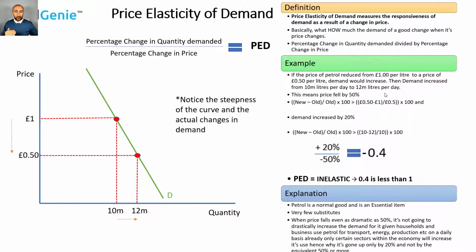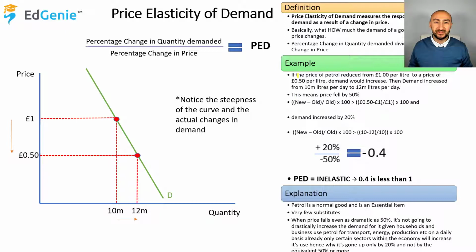Now we know when the price goes up, demand goes down. In opposition to that, when price goes down, we know that demand goes up. So there is an inverse relationship between price and quantity demanded. That's not the question here. What we're trying to understand here is by how much does demand go up and down with that change in price. So if the price goes up by 10%, by what percentage does demand go down?